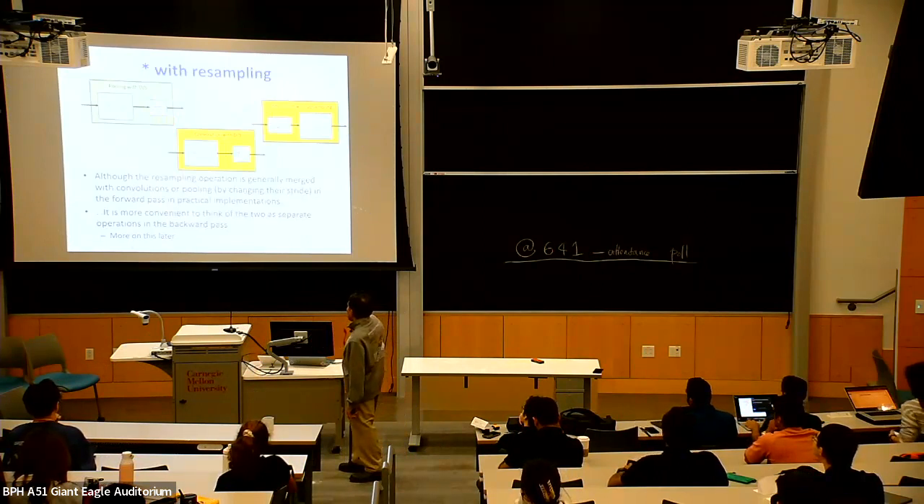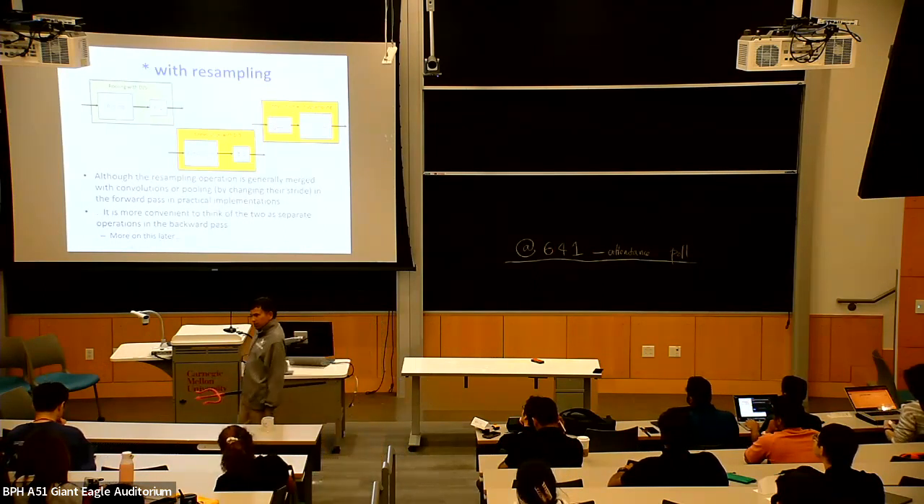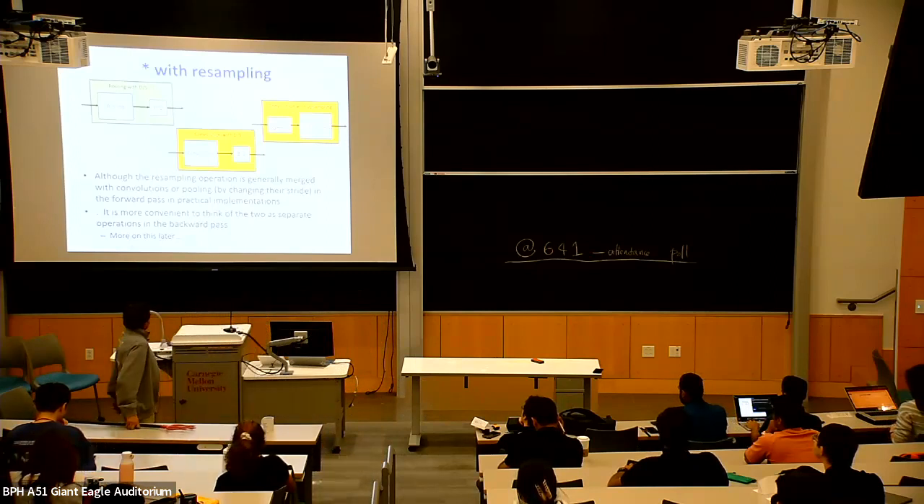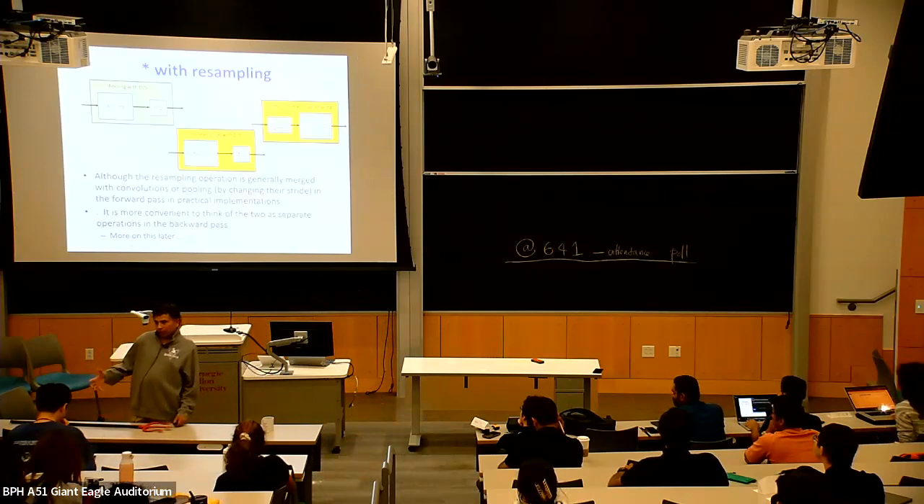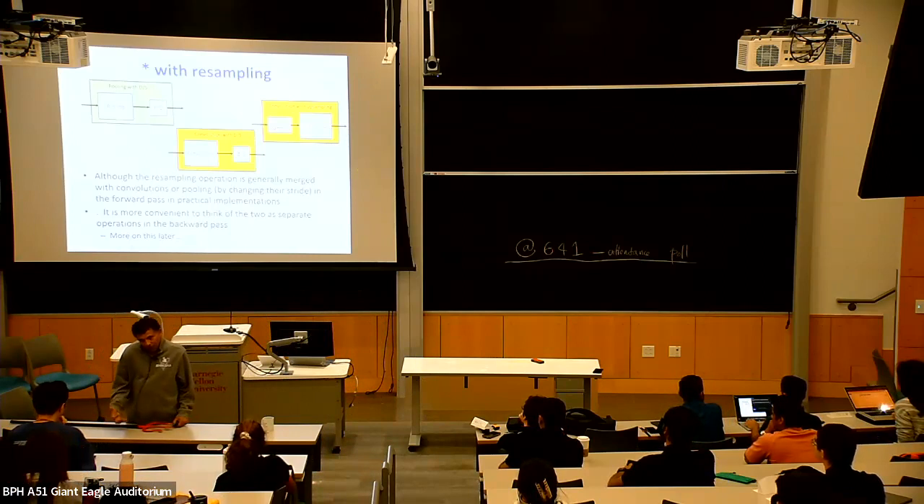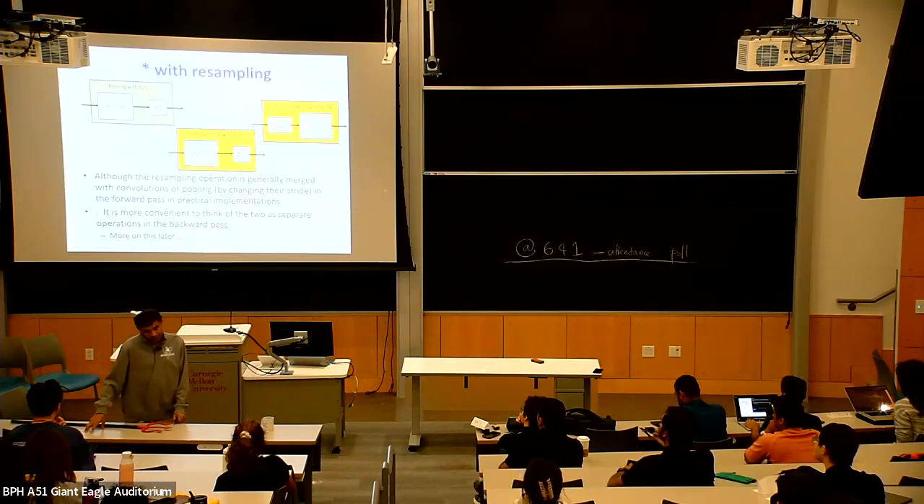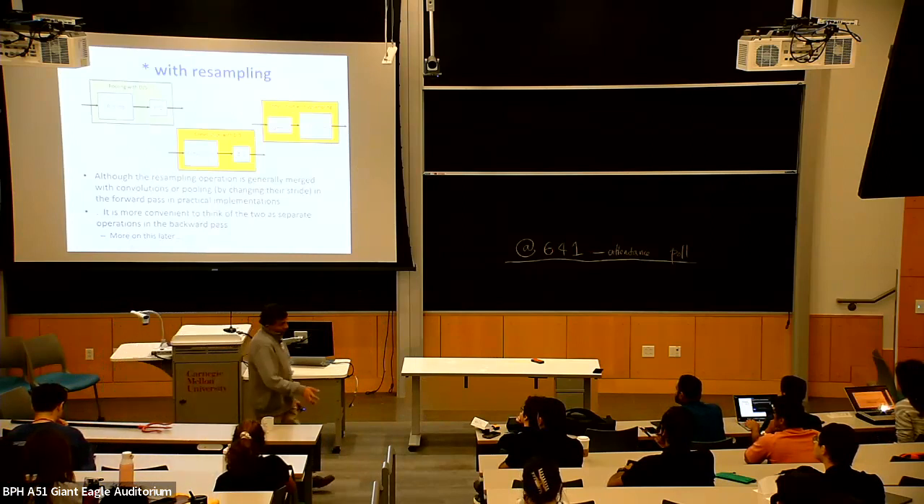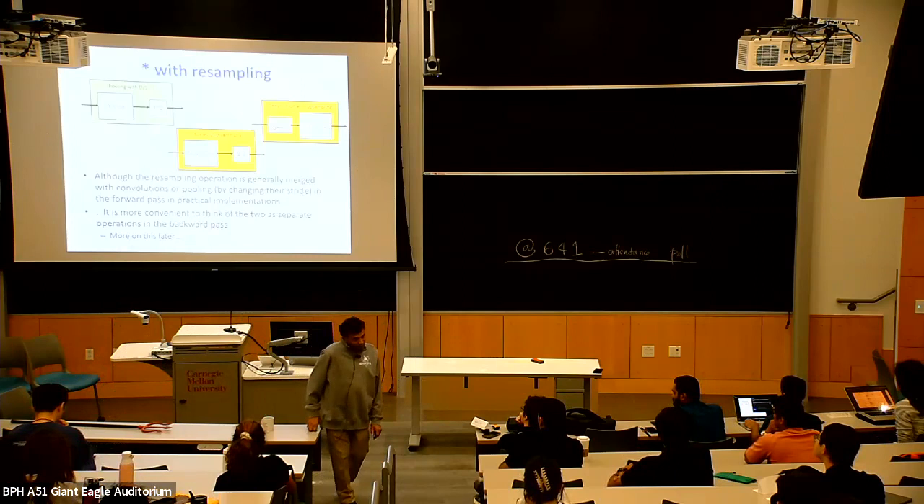So pooling with downsampling or convolution with downsampling, these are going to be resampling operations. Upsampling followed by convolution is also a resampling operation. And although these are implemented in practice as single operations, for our purposes, we will separate the two operations. Anytime you have a stride greater than 1, you're going to say it's the basic operation itself, followed by downsampling. And if you have a fractional stride, you're going to say it's an upsampling operation followed by the basic operation.